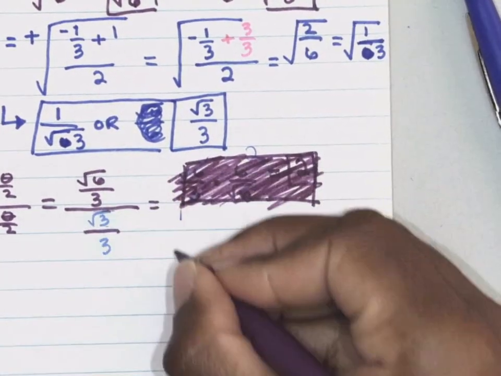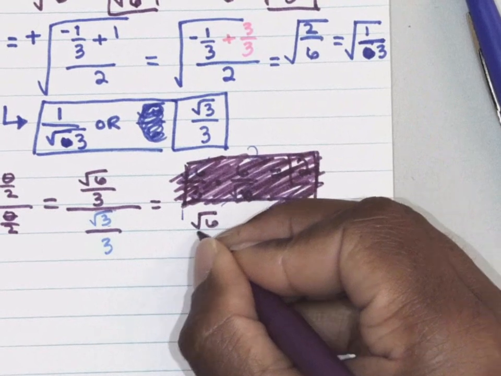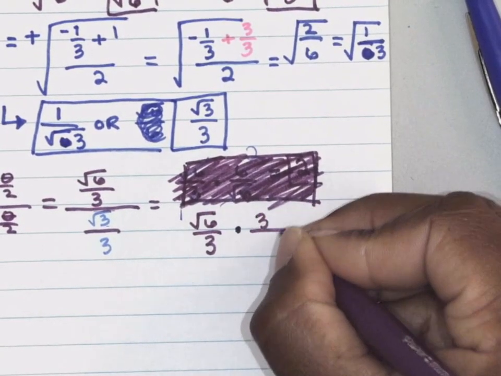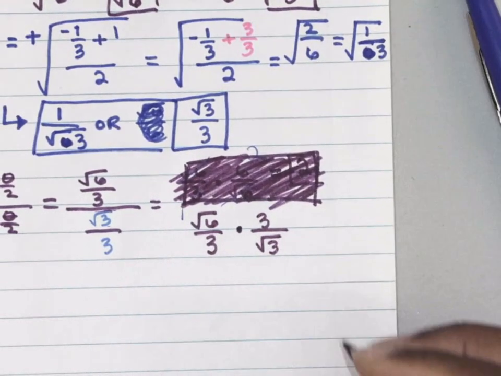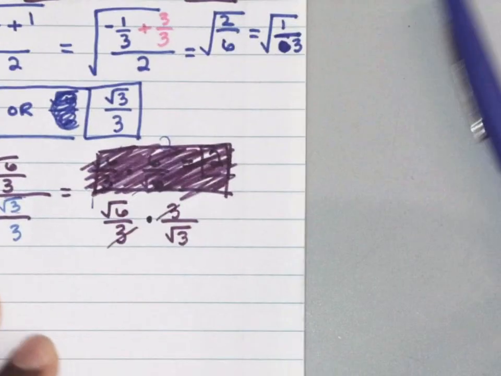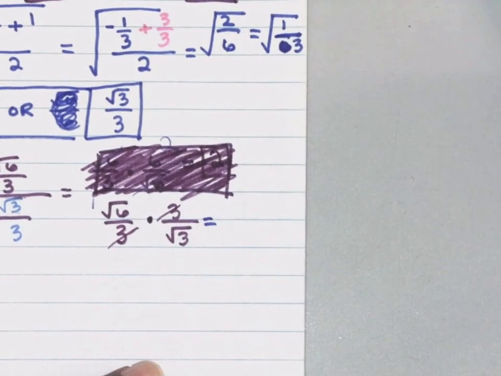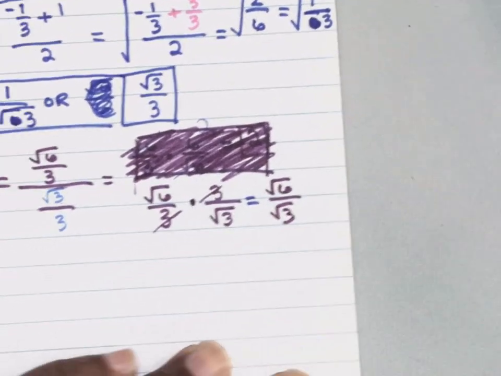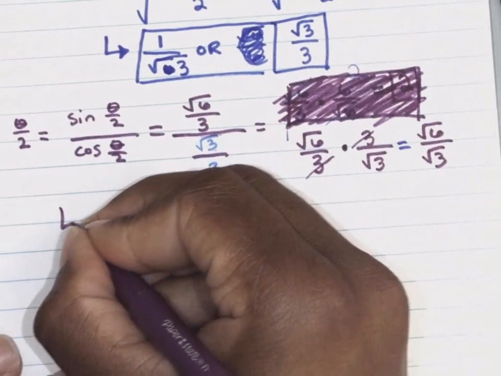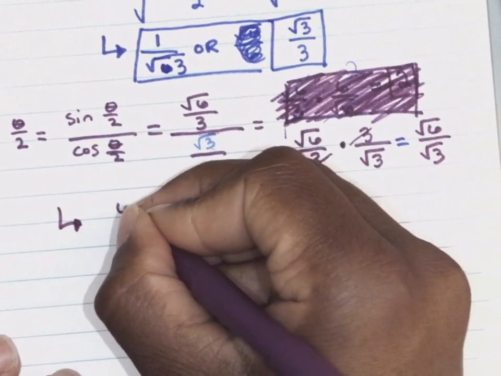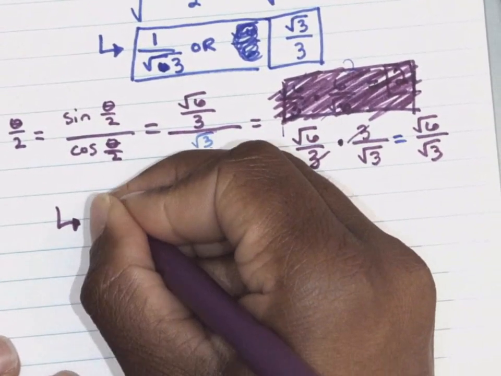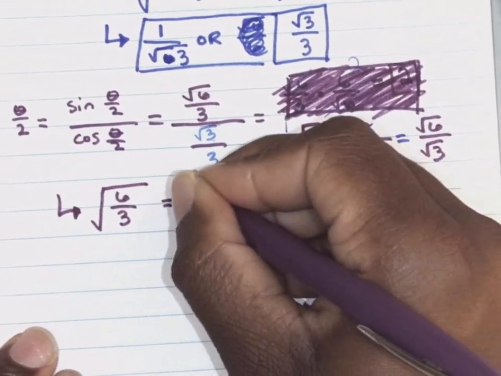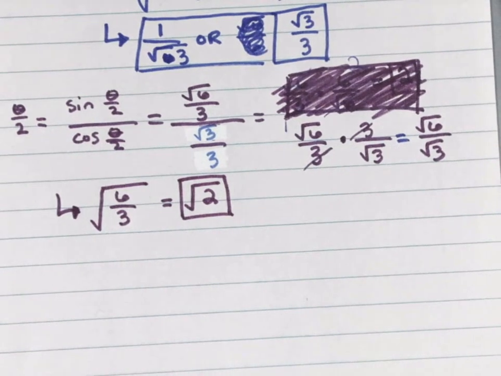So when we keep, change, flip, we got root 6 over 3 times, so we change the multiplication and we flip the bottom one to get it over root 3. The 3's cancel. And what happens here is we get root 6 over root 3. And since they're both under the root, I'll add a step and show you that we can think about it like this, which comes out to equal 2. And the square root of 2 is my answer.